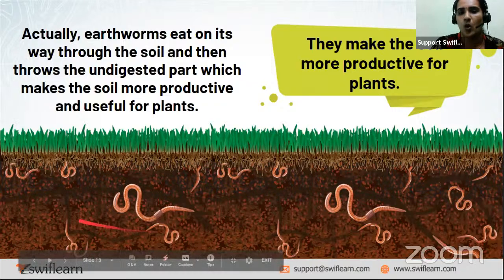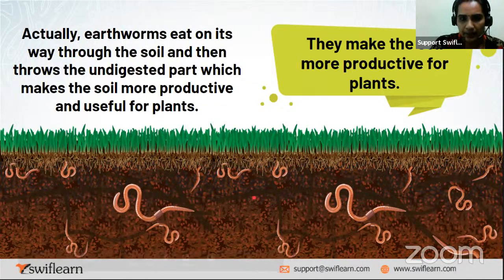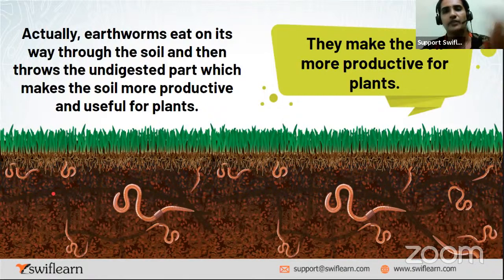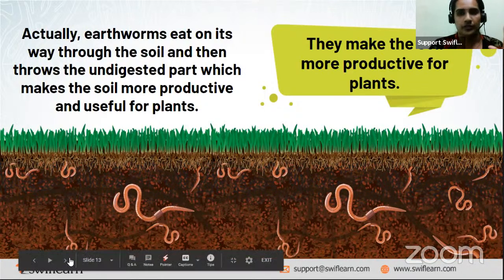You can see a lot of earthworms here. You can see how it is going, the markings here, the way it is going. It eats the soil as it moves, and throws out the undigested food, which is really productive for the soil and useful for plants also. Understood? So that is about the earthworm's movement and how it is working.